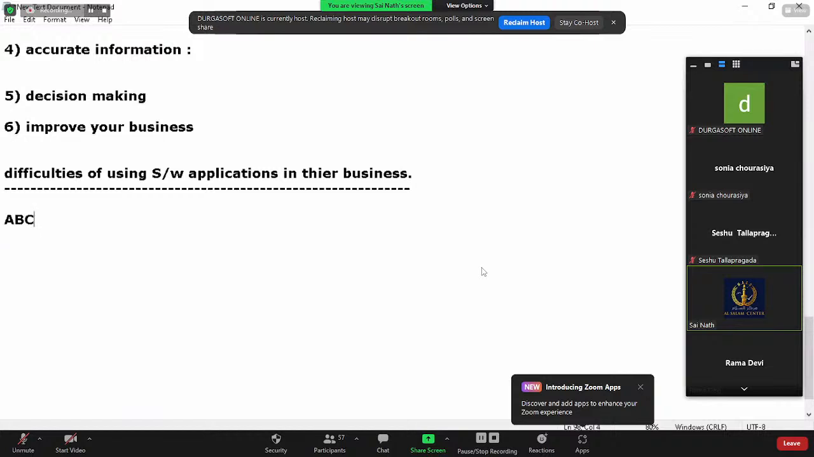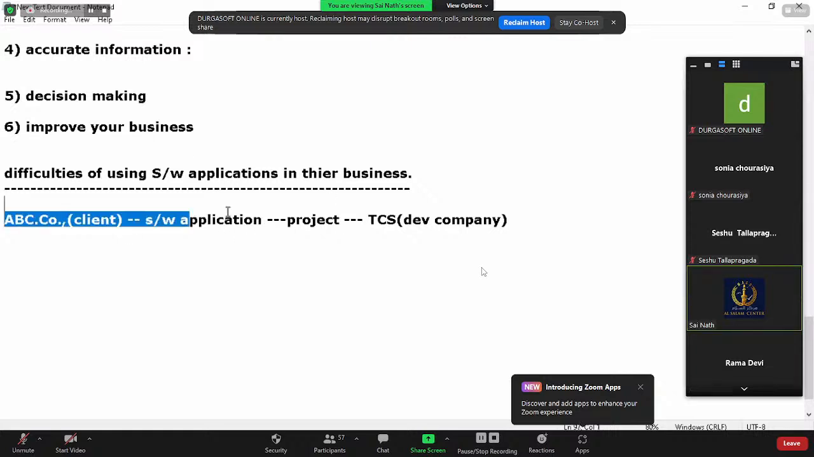Suppose I have a company called ABC Company. This company is going to start maybe next year. For my company activities, I need some software application. So I give this project to a development company called TCS. TCS is a development company. From TCS's point of view, who is ABC? Client. That's the company, obviously the client. That's our role. And TCS needs to develop the software application, the project, as per the client requirement.